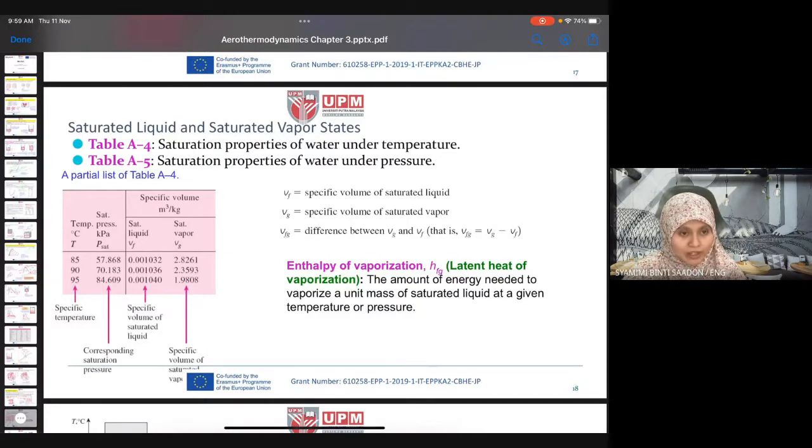Table A4 gives you the values in terms of temperature. It means you have to know first the value of the temperature, then you can read at this temperature. For example, at 85, the saturation pressure is 57, and the saturated liquid specific volume, the V, is 0.001 and then 2.8. So you can read the table. For table A5, under pressure, we have the values of the pressure, and then it will give you the value of the saturated temperature.